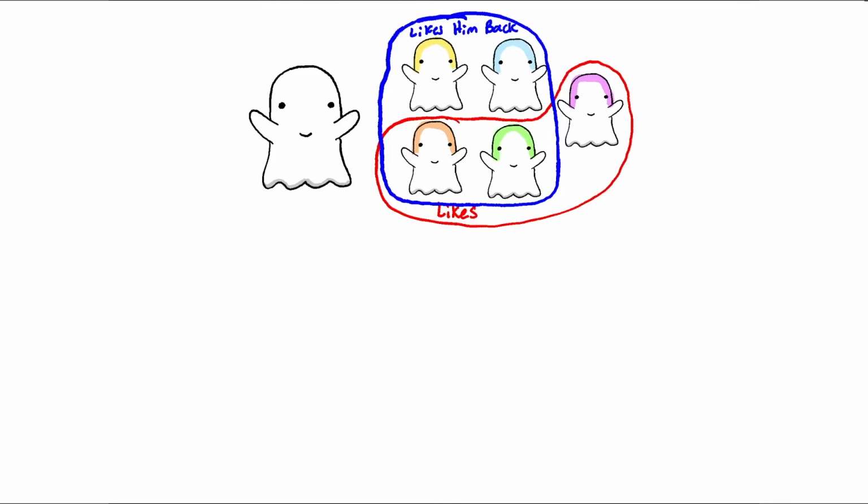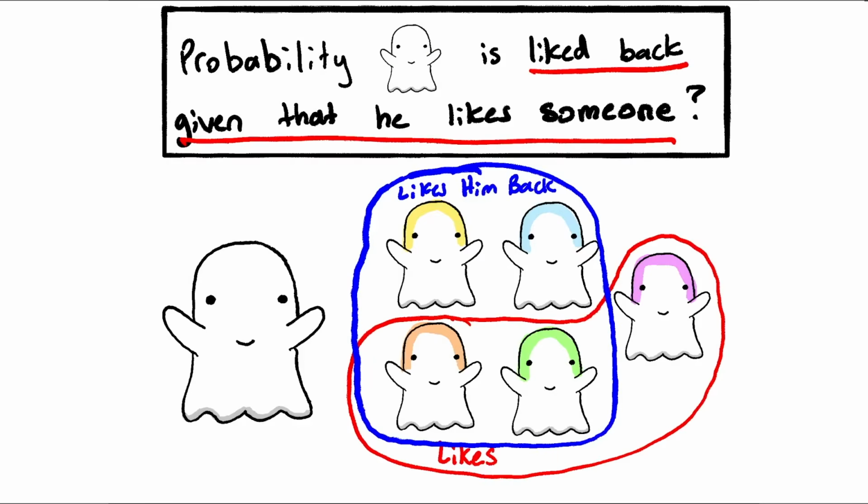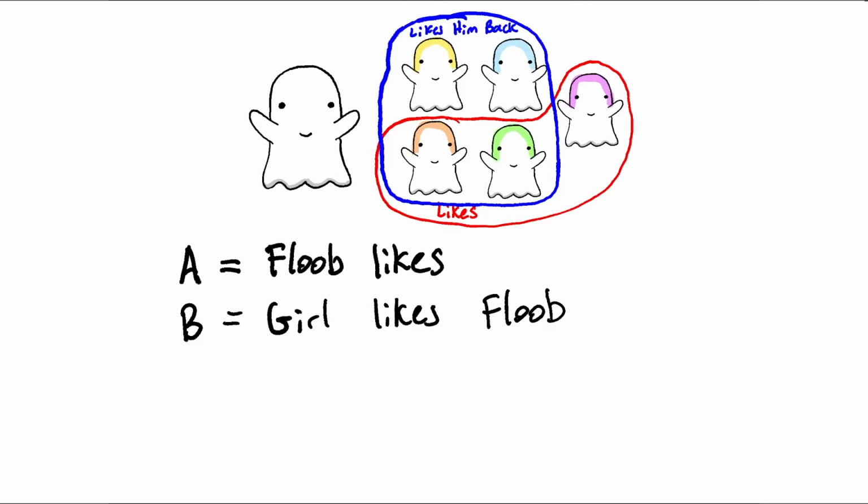Okay, let's start with defining our problem. What are the events we care about? Well, the first thing we care about is whether Floob likes the woman or not. So let's call that event A. A equals the event that Floob likes her. We also care about whether the woman likes him back or not. So let's call that event B, the event that the girl likes Floob. Now the question that we were asked is the probability that he's liked back given that he likes someone. So that can be written as the probability of B given A. The probability that the girl likes Floob back given that Floob likes the girl.